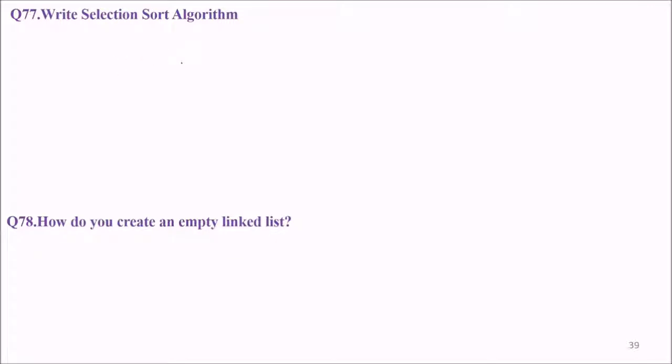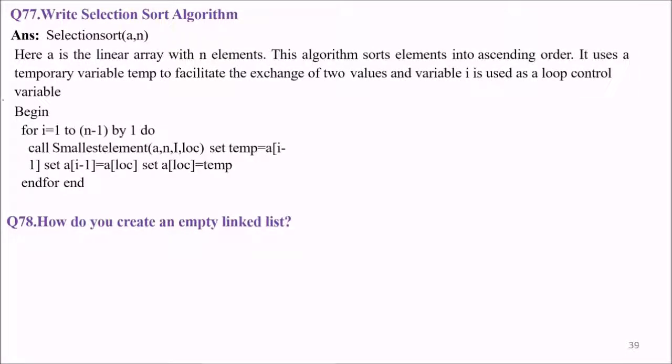And write the selection sort algorithm. We have already done this, but let us see the selection sort algorithm. Here A is a linear array with n elements. This algorithm sorts elements into ascending order. It uses a temporary variable temp to facilitate the exchange of two values, and variable I as a loop control variable. So we start from I to n-1. We find the smallest element, and then we exchange, set the location, and set temp equal to the location, and this we end.